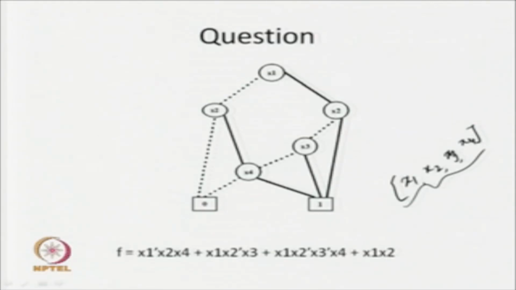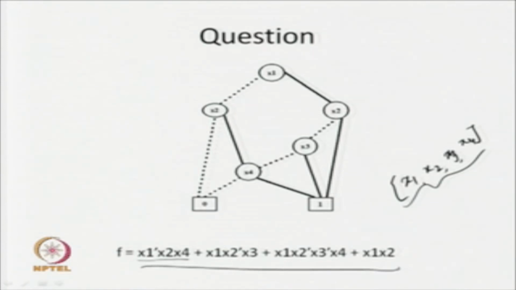So, what is the first term, x1 prime x2 x4? That means x1 equal to 0, x2 equal to 1, x4 equal to 1, the function will give me the value 1. Similarly, x1 x2 bar x3 gives me valuation 1, x1 x2 bar x3 bar x4 is another valuation, and x1 and x2.